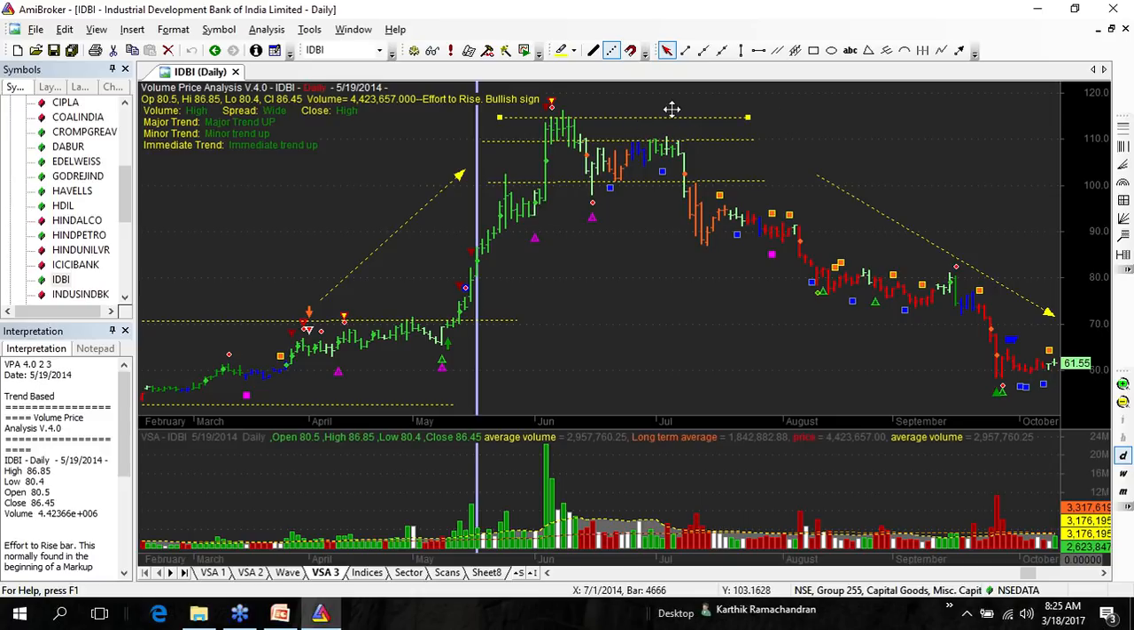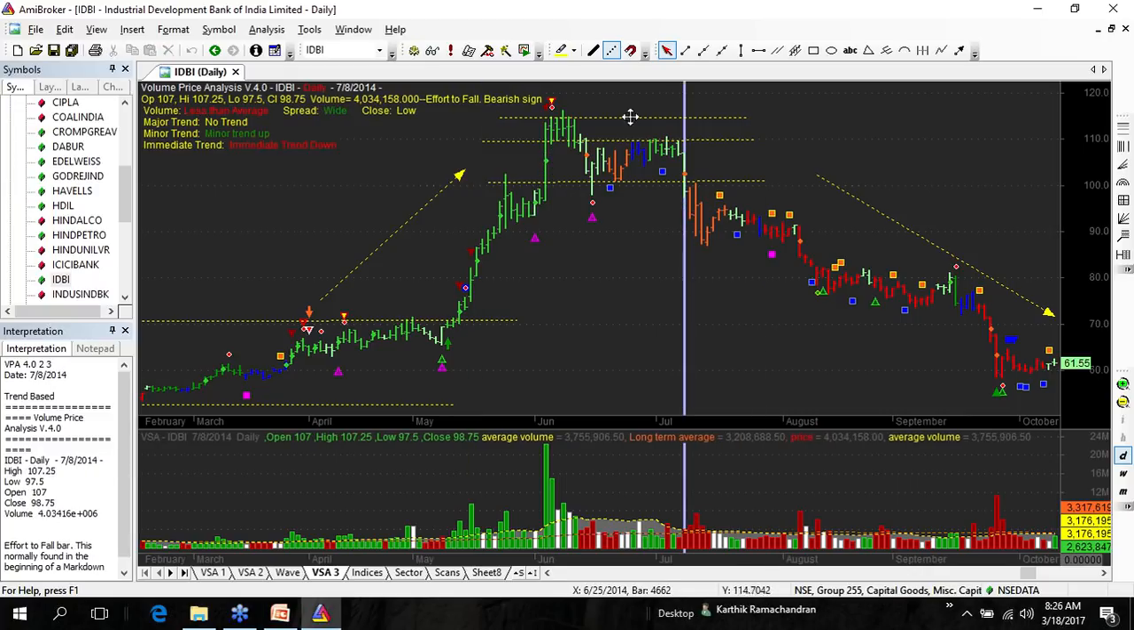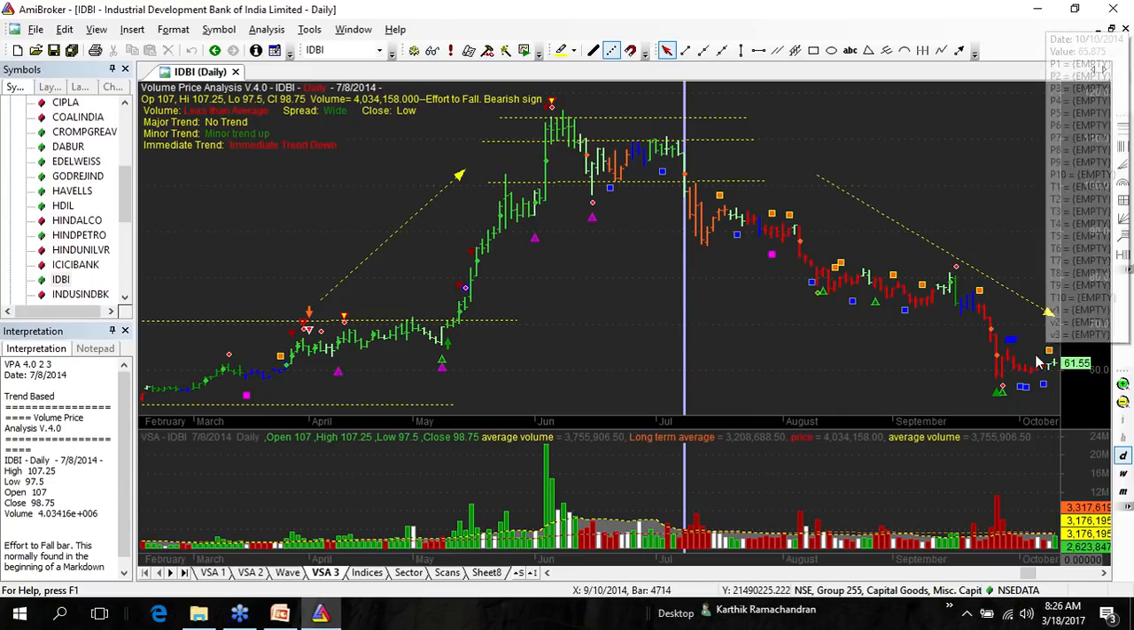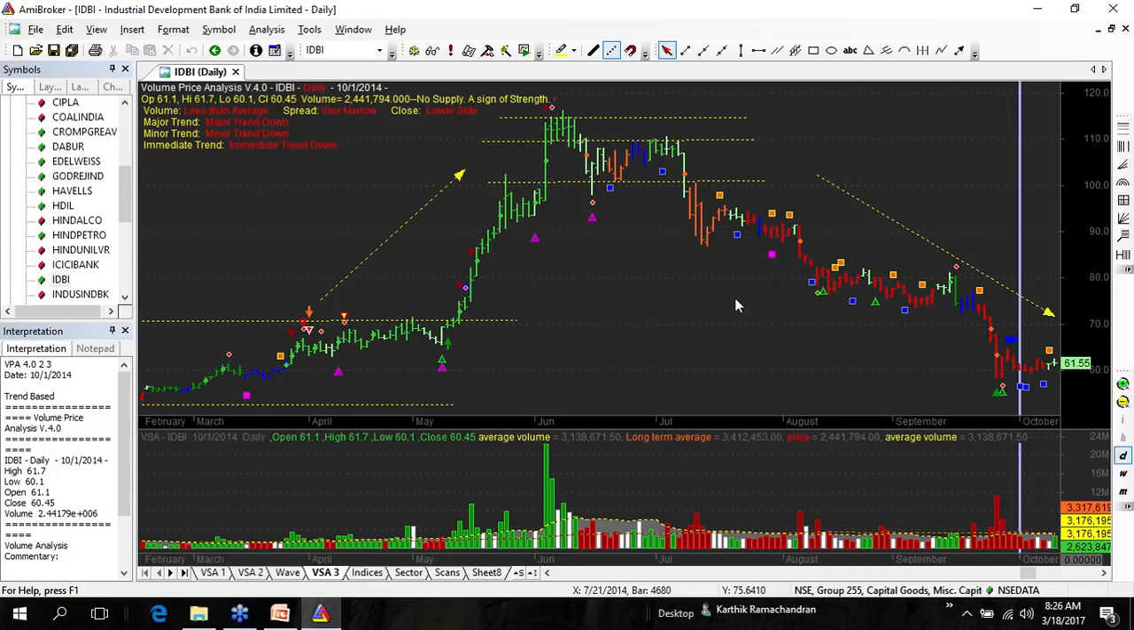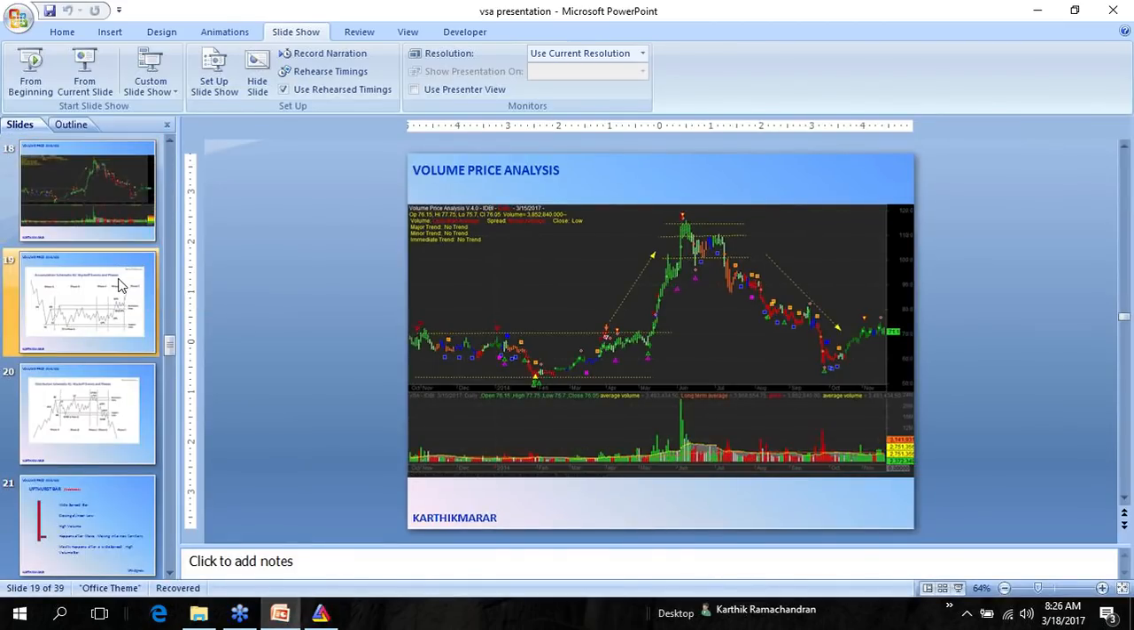And you have the congestion area here, and suddenly you have an effort to move down bar, which is breaking down from the congestion area, and then you have the markdown. So you can see this again and again in most of the stocks. So we need to look at these various signals to make profitable trades. Let me go back to the presentation.